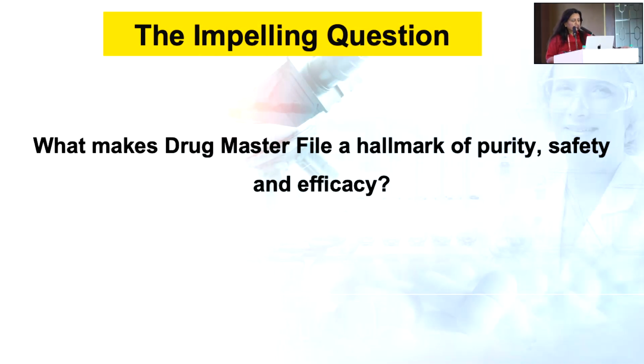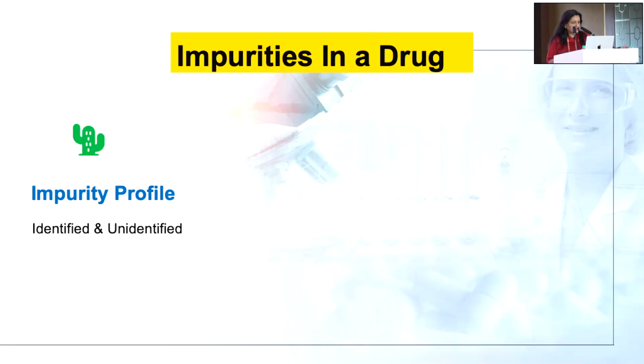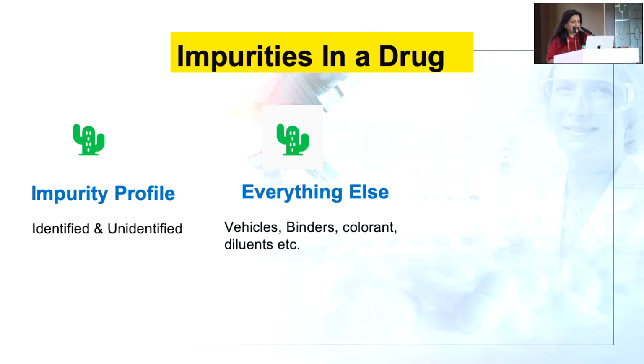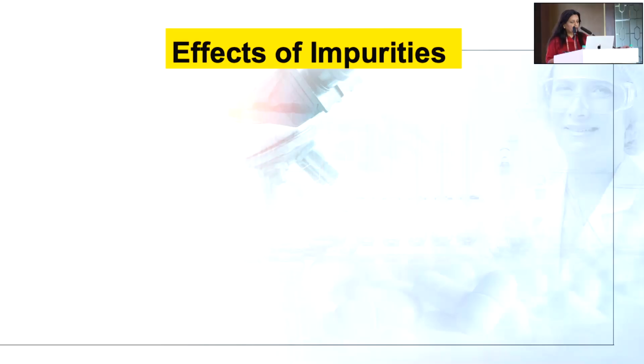So the impelling question is that what makes the drug master file a hallmark of purity, safety and efficacy, and I think what we need to look at is the impurities which are present in the drug. So impurities in the drug could be identified or could be unidentified, and they may be present in the drug itself, or they may be in the vehicle, binders, colorants or diluents. And if present, they should not be allowed above permissible limits. They should be within permissible limits.